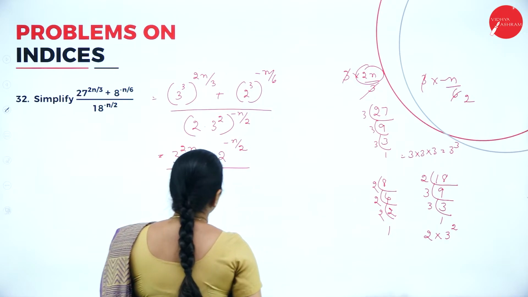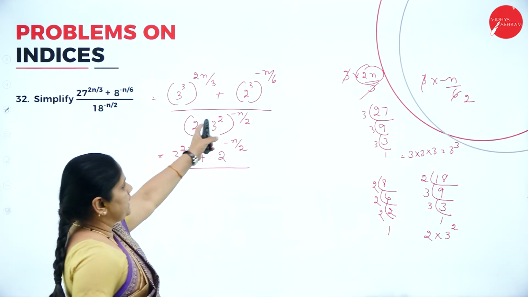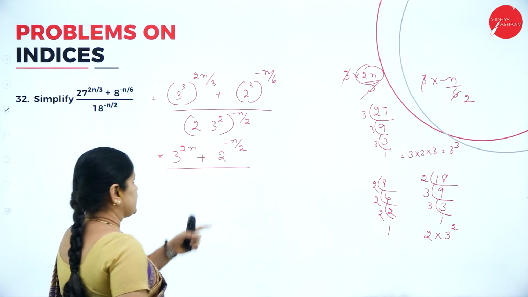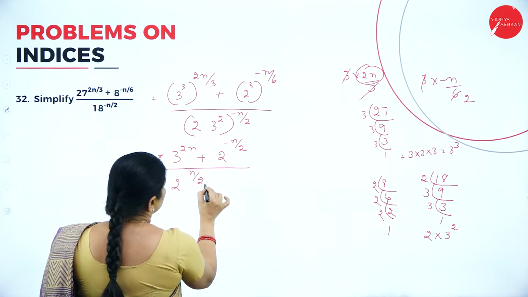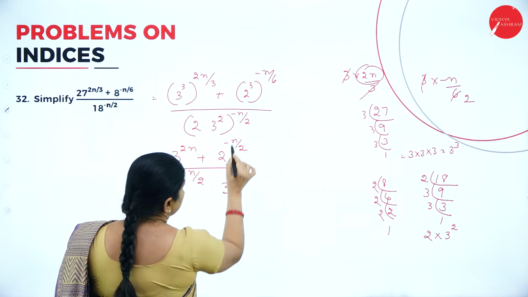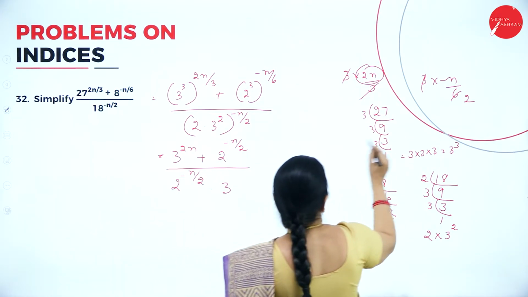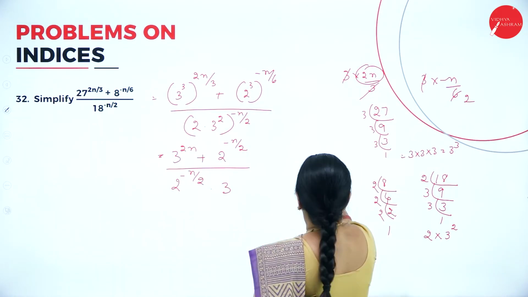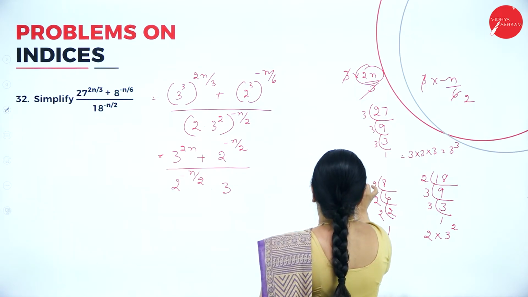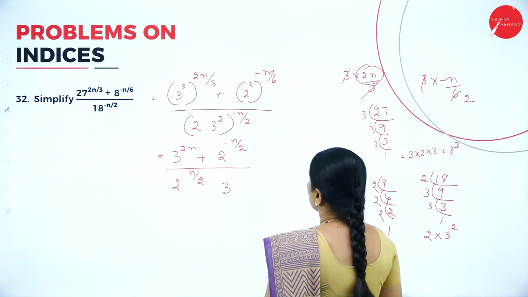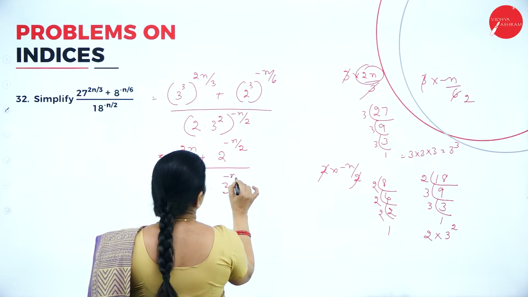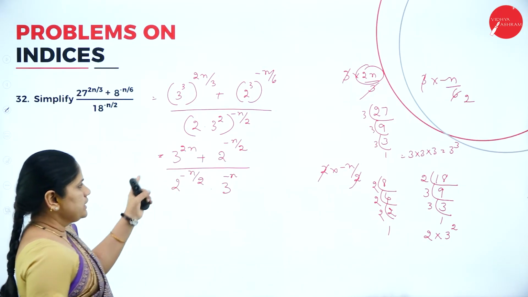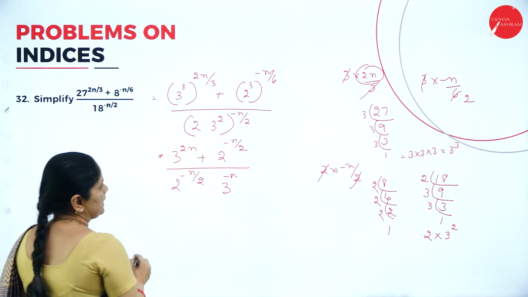to the power of. Now I have to split this for both the items. So 2 to the power of minus n by 2 into 3 into 2 to the power of, I'll write here, 2 into minus n by 2. So 2 and 2 get cancelled. So this will be 3 to the power of minus n. So this is the equation I am getting now.